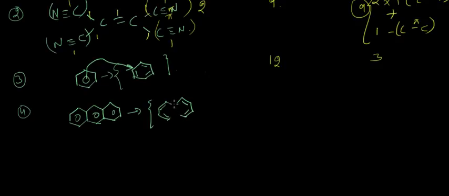So to be more clear, I'll just redraw it. C double bond. Similarly we don't have a pi bond here, so we will have a pi bond here.